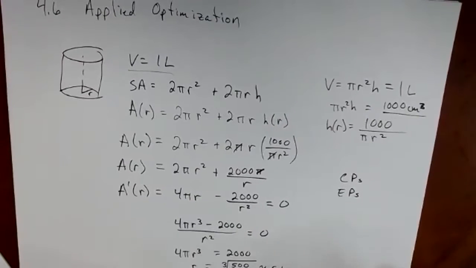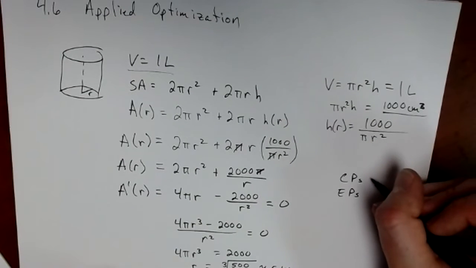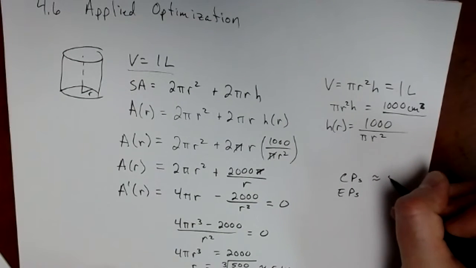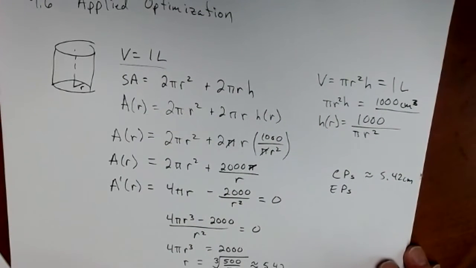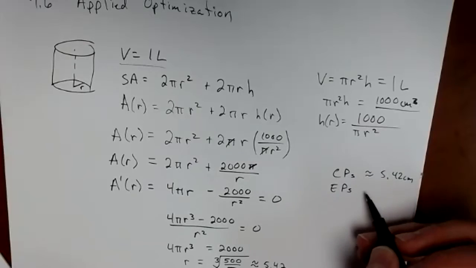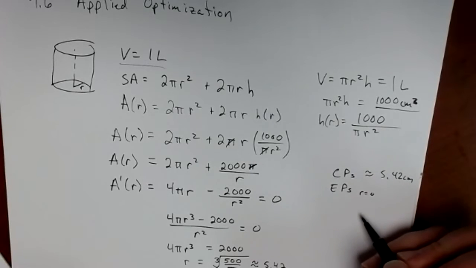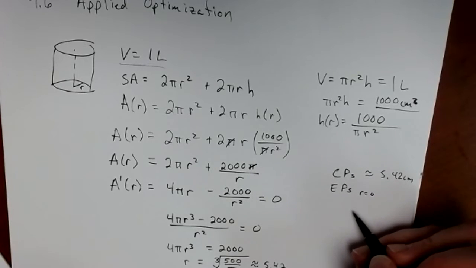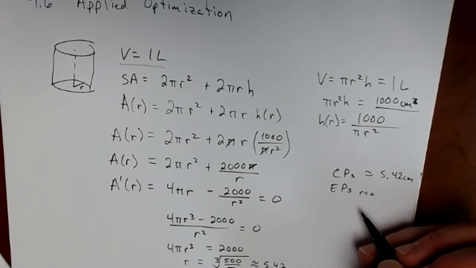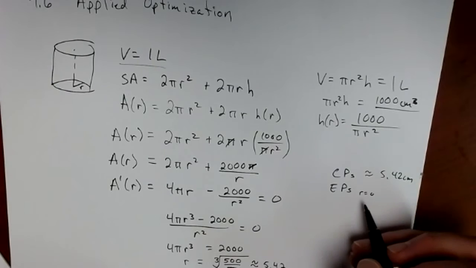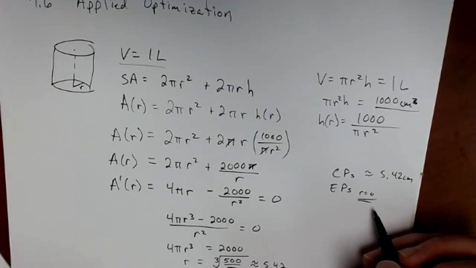So that's our critical point. Critical point here is about 5.42 centimeters. And our endpoints, well, the endpoints were things like the radius is 0 and the radius is everything. So we could, well, that doesn't really work. So that's our real endpoint here, right?